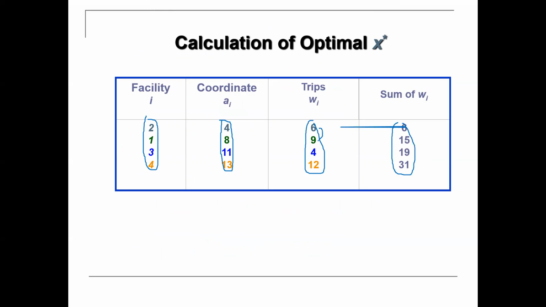So 6 plus 9 is equal to 15. 15 plus 4 is equal to 19. And 19 plus 12 is equal to 31. So these are the sums of the W_i's. We compute the 1/2 summation of W_i's. So that will be 31 divided by 2, and that's 15.5.